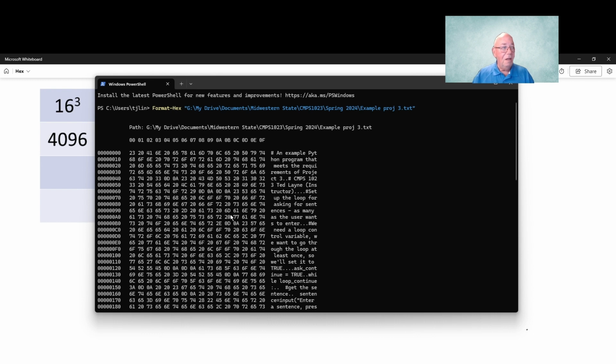I'll point out that, for instance, 23 here does not mean 23 decimal. In decimal, that's actually equivalent to 35.